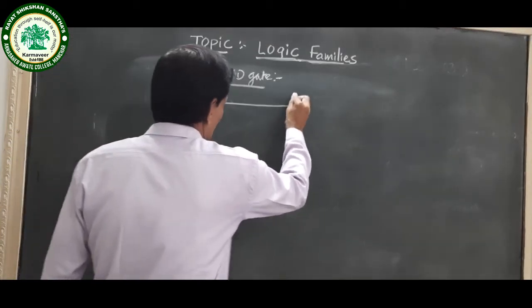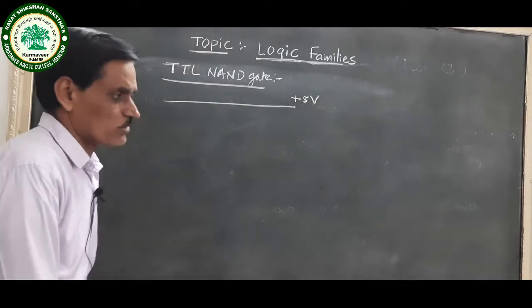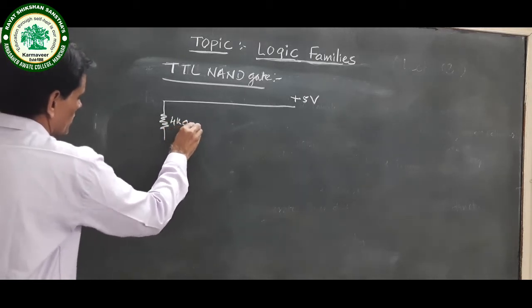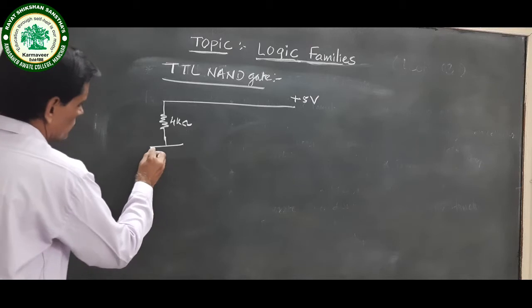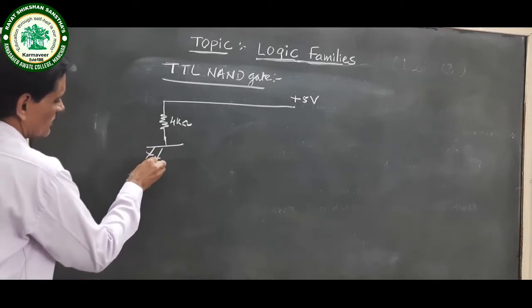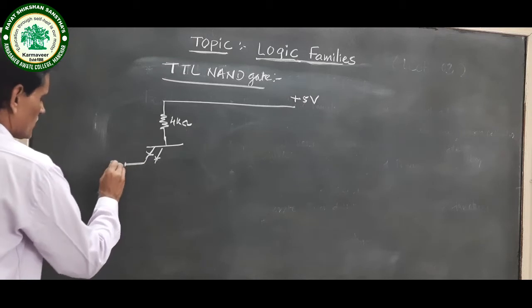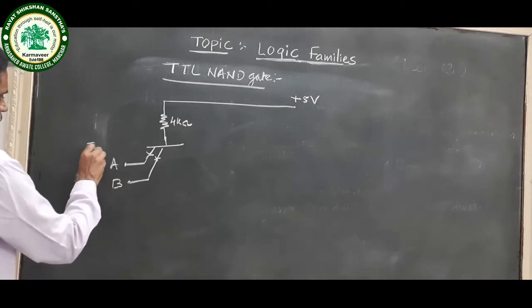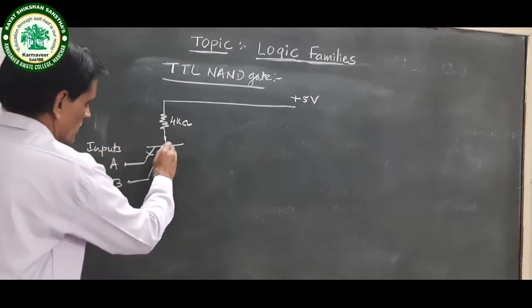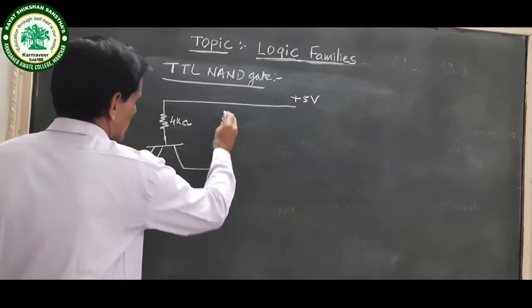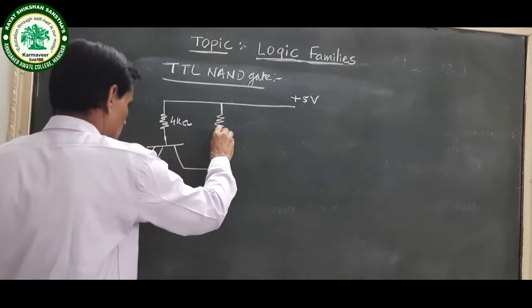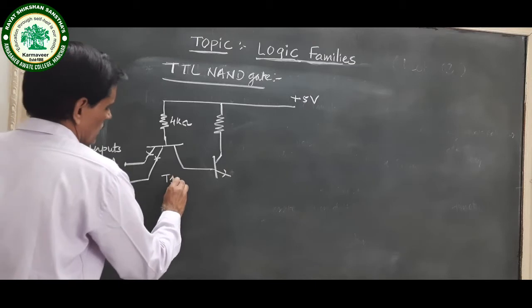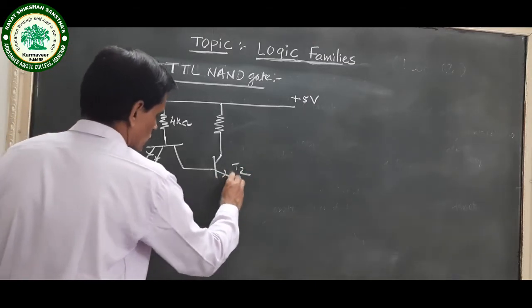This is the plus VCC line. You may call it 5 volts. Then a resistor of 4 kilo ohm is used and is given to the input of the multi-emitter transistor T1. I am calling this input A and this input B. These are the inputs. The collector of this transistor is connected to the input of another transistor, which I call T2. I am calling this T1, then this transistor T2.